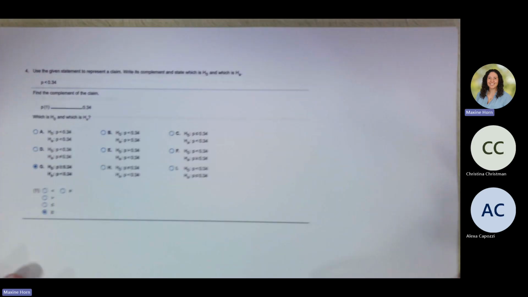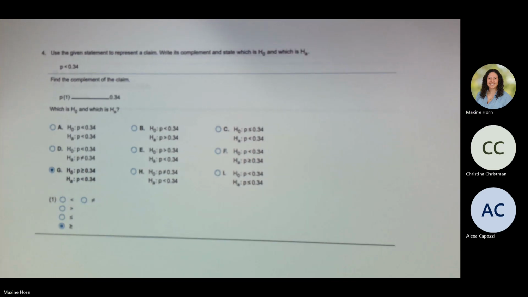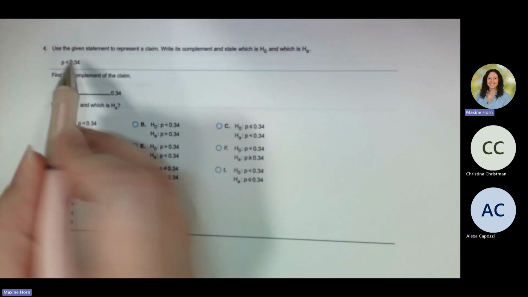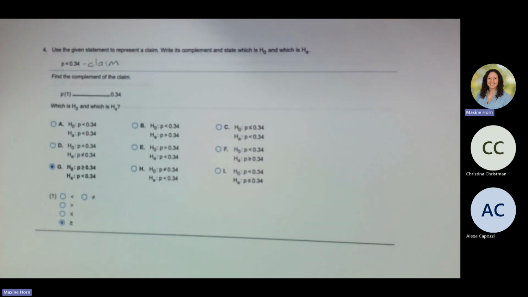Okay. All right. So number 4, use the given statement, zoom in a bit more here, to represent a claim, write its complement, and state which is the null and which is the alternative. Okay, so they're saying you've been given this and you're being told that this is the claim, that P is less than 0.34.